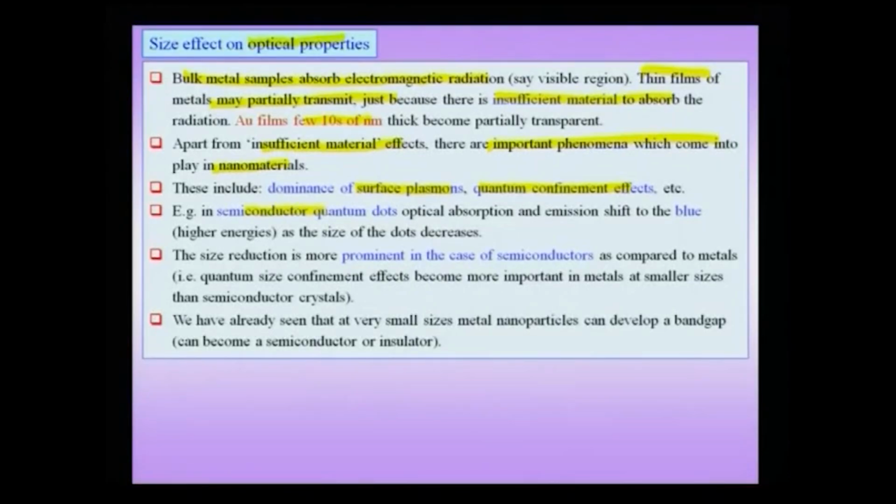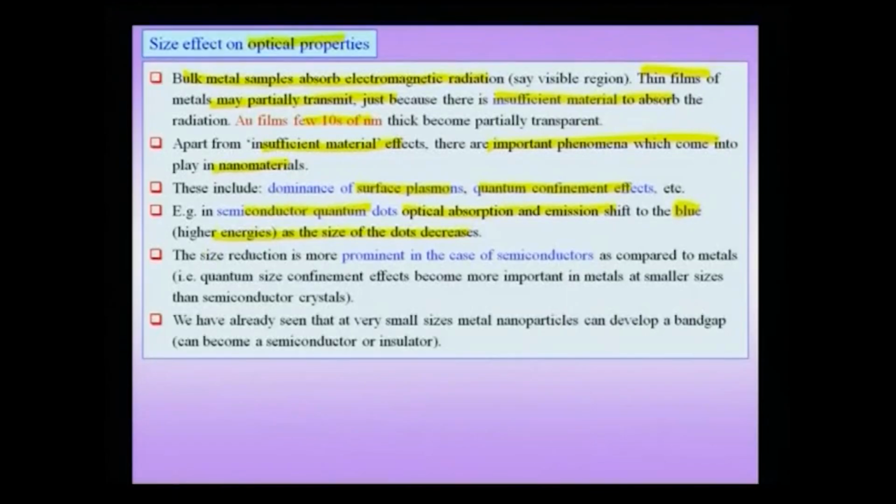come into play. In semiconductor quantum dots, optical absorption and emission actually shift to the blue region of spectrum, which means to higher energies as the size of the dot decreases. This we will see in detail, which implies that inherently there is something changing in nanostructured materials regarding the electromagnetic structure or the band structure. The size effect is more prominent in the case of semiconductors as compared to metals. To see the effect of quantum confinement in metals, we have to go down to smaller sizes as compared to that in semiconductor crystals.